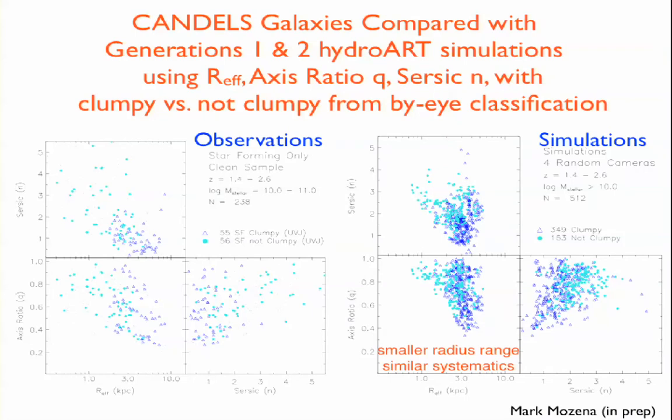We've begun the process of very systematic comparison of the observations with the simulations. These are observations, Sersic index, axis ratio versus radius, and then here's Sersic again now versus axis ratio. And this is the simulations, and the radius range is smaller, but the systematics are very similar. The triangles are clumpy galaxies, and you'll notice that essentially all the galaxies larger than about 3 kiloparsecs radius are clumpy, and that's true in the simulations and in the observations, for example.